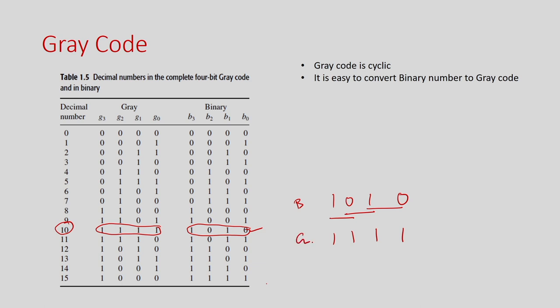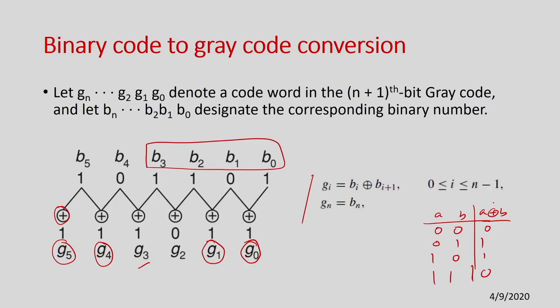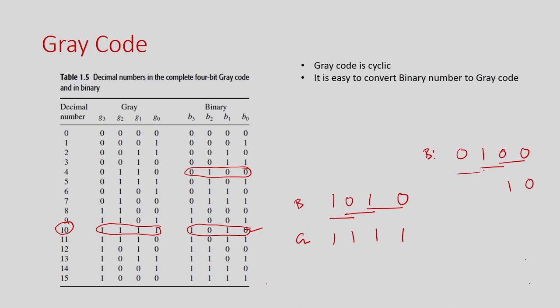Let me show one more example. Let us say I take this one, 0100. This is my binary one. If I combine these two, it will be 0. If I combine these two, it will be 1. If I combine these two, it will be 1, and then it will come 0, right? So, this is my gray. So, 0100 is 4 in binary and the corresponding gray is 0110, right? So, if I know the binary, I can just do this XOR operation of the bits and construct the gray code easily. You can try for any others. This will hold for all possible values, okay.